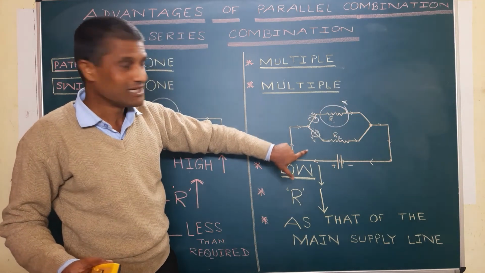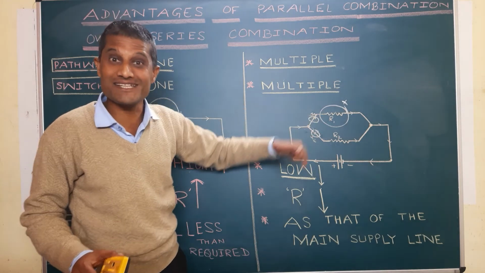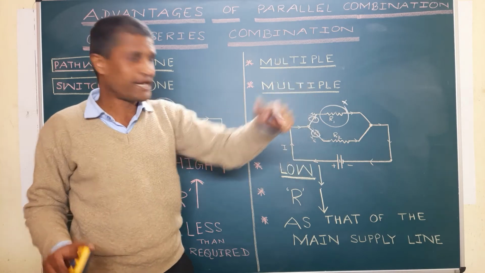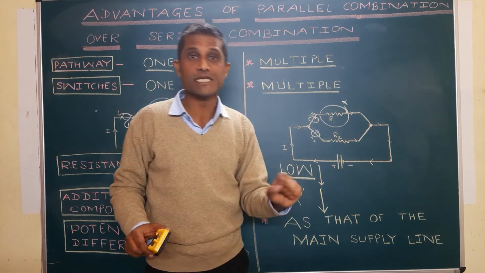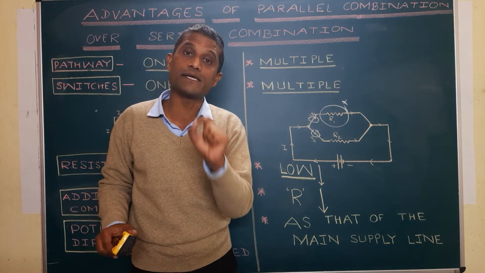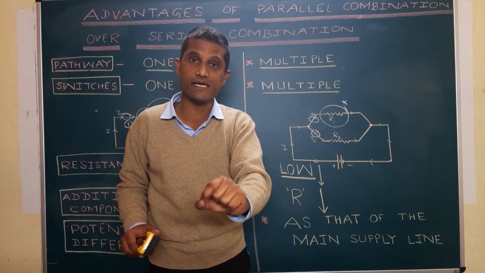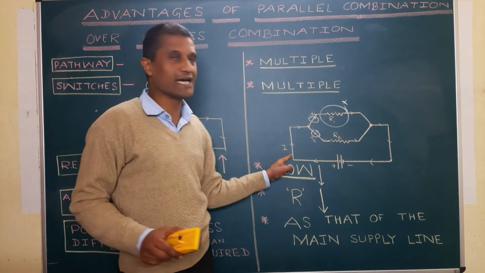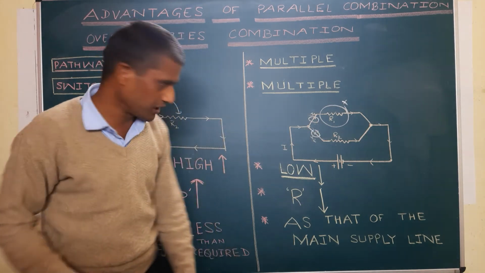What does it mean? Lesser opposition to the electric current means current can flow smoothly in parallel combination. And if current can flow smoothly, even high power rated electric appliances like electric geyser, air conditioner, water heater, etc. will get the required amount of electric current, because current has less opposition in the parallel combination.